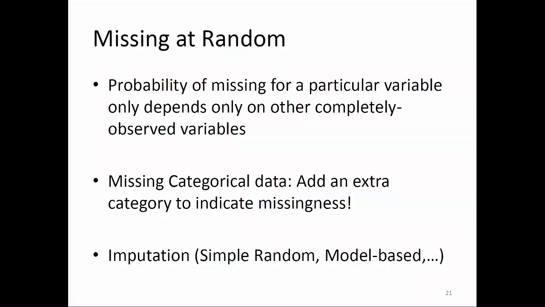It's not allowed to depend on variables you haven't collected, and it's also not allowed to depend on the value that you might be trying to collect, okay? So missing at random is still a coin flip, but you might have different coins, but the probability of that coin is only allowed to depend on all the other observed variables. So this is what we call missing at random.